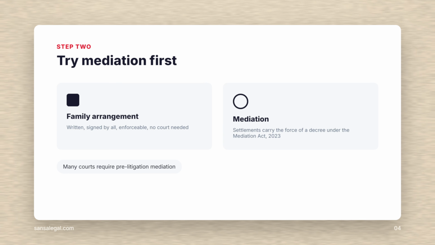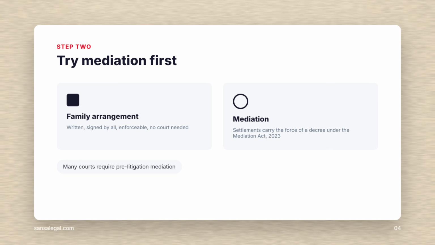Before any lawsuit, try settlement. A family arrangement, an agreement in which family members distribute the property among themselves, is legally recognized, and if made in writing and signed by all parties, it is valid and enforceable, with no court needed.